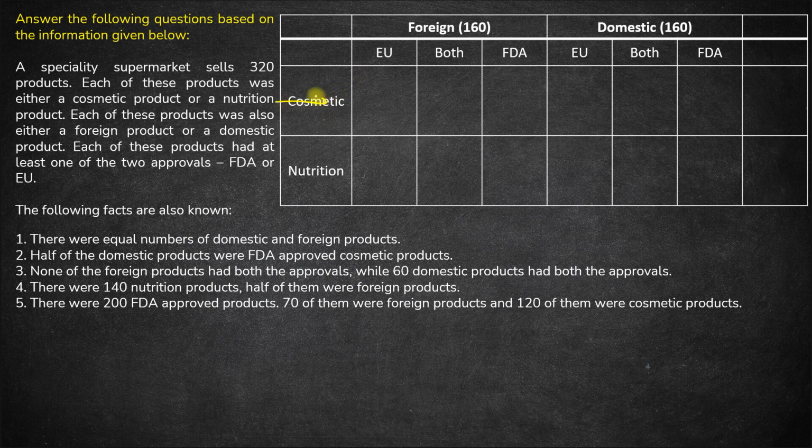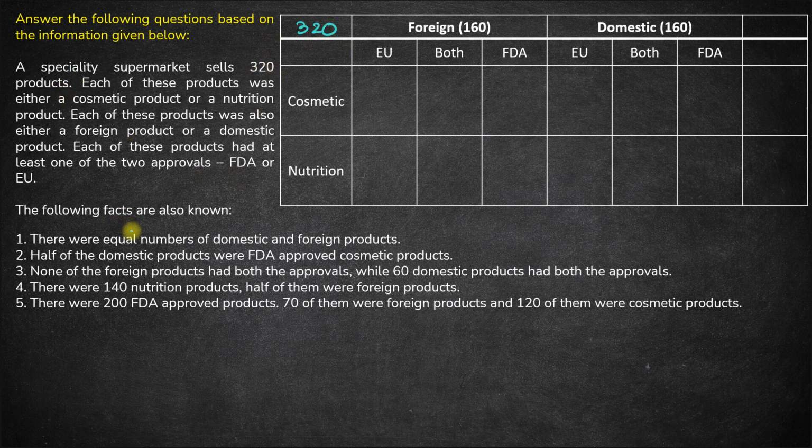So the first categorization is that a product is either cosmetic or nutrition. Next, a product is either foreign or domestic. And within this, we categorize products as only EU, both, or only FDA. Now let's look at the points that are given. In total we have 320 products, so the total should be 320.